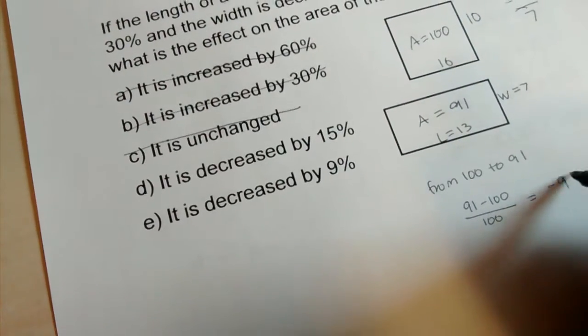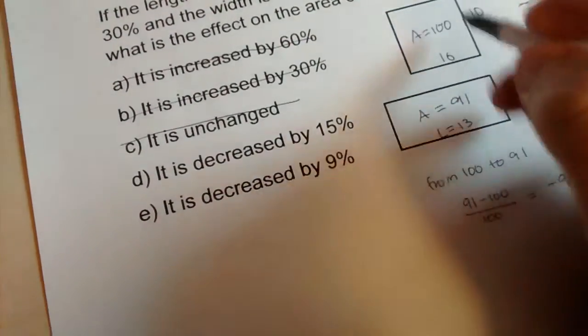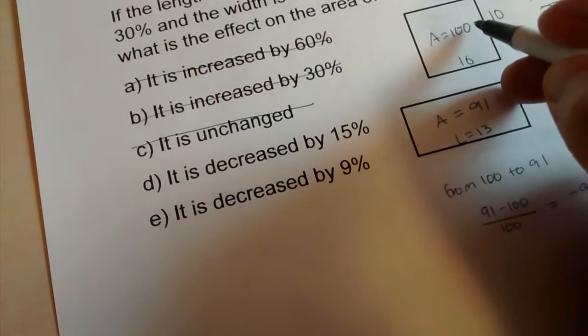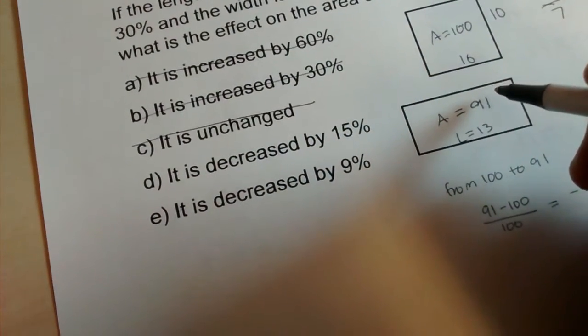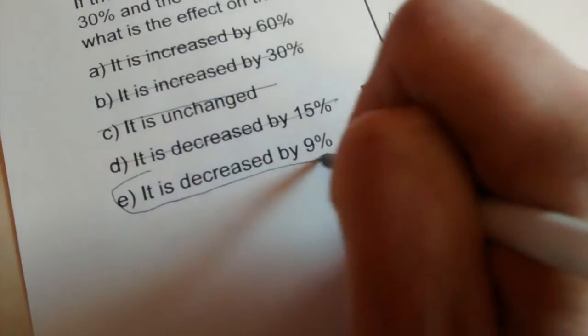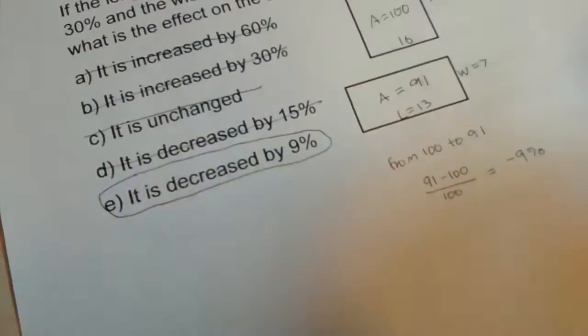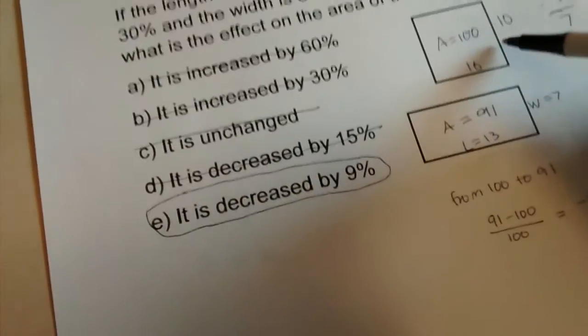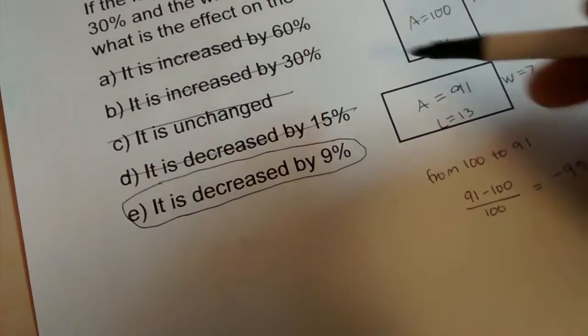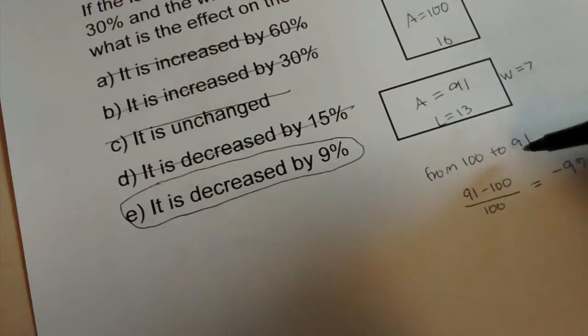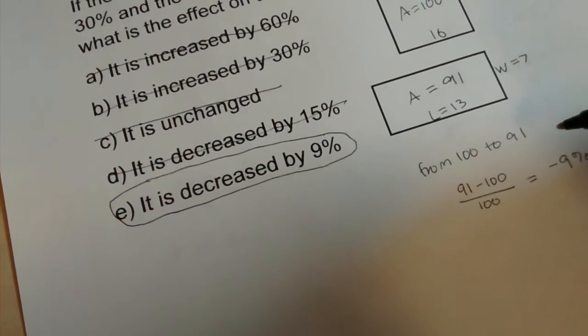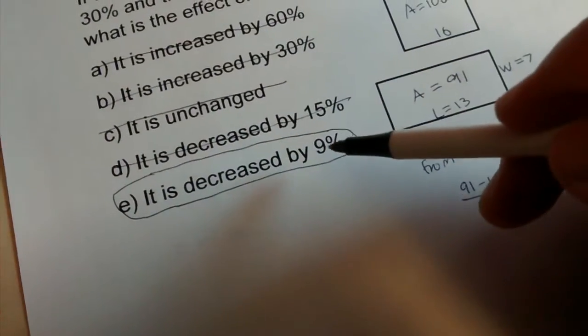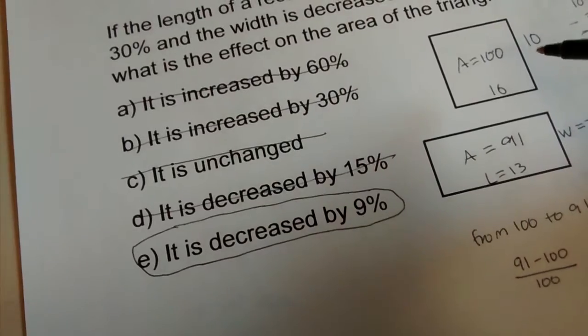To get a decrease of 9%. If you pick the numbers I did, it's pretty easy to see that going from 100 to 91 you're going to end up getting a decrease of 9% and not one of 15%. But obviously if you pick different numbers for your original rectangle, you might not be able to easily figure that out just intuitively, so that's why the percent change formula will help you there. But there you go. The answer is E, pretty easily done by just making up your own numerical example.